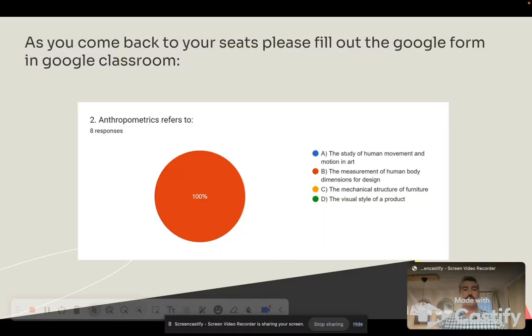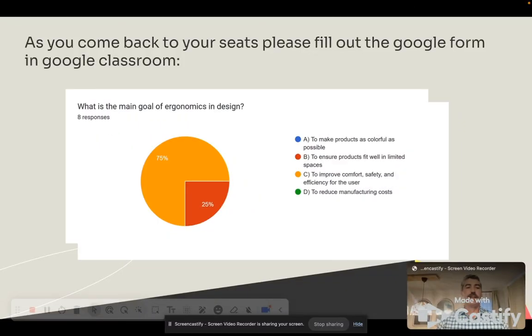Okay, anthropometrics refers to, and it looks like everybody got this, nice job, the measurement of the human body. Can someone explain to me why you chose that answer? Have a little classroom discussion. Seems like everybody understands. Okay, the second one, what is the main goal of ergonomics?